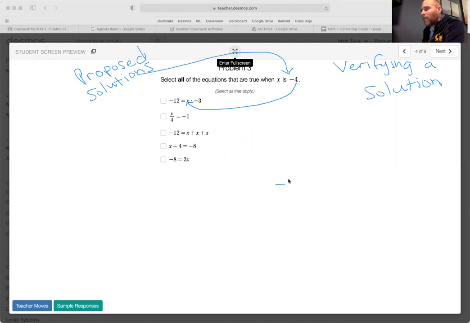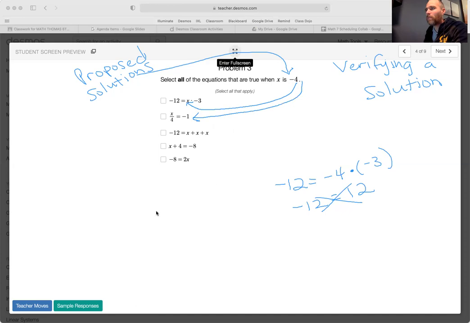This first equation becomes -12 equals -4, right? I'm just writing the -4 instead of the X now, times -3. It looks like this would almost be true, but it's not quite, because -12 equals -4 times -3. This is a times symbol here. That's +12. So I've arrived at a very untrue statement. -12 equals +12? Nope. So -4 is not a solution to this equation, or in other words, -4 does not make this equation true. So it's not selected. Let's try the next one.